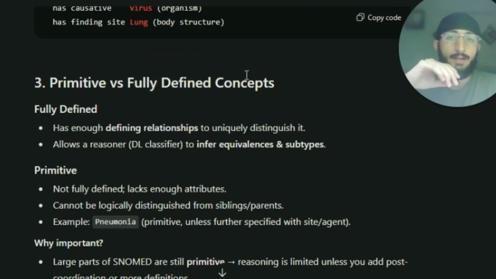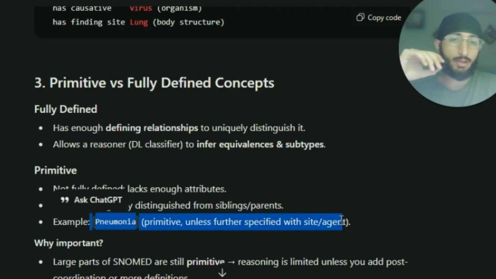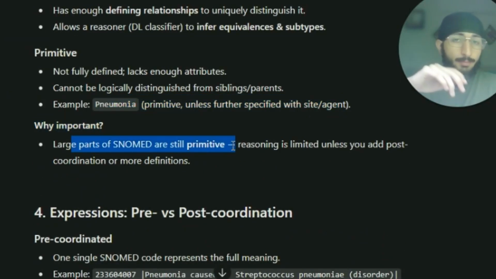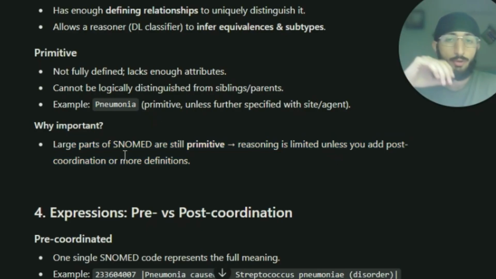Now primitive versus fully defined concepts. Fully defined concepts have enough defining relationships to uniquely distinguish them and allow a reasoner, that is a description logic classifier, to infer equivalence and subtypes. Primitive concepts are not fully defined; they lack enough attributes and cannot be logically distinguished from siblings or parents. For example, pneumonia is primitive unless further specified: which site it has occurred in and what the causative agent is. Why is this important? Large parts of SNOMED are still primitive. Reasoning is limited unless we add post-coordination or more definitions.